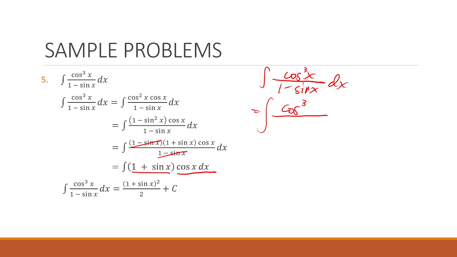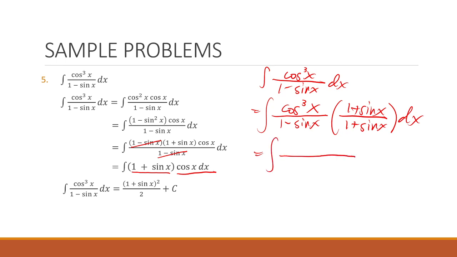Cosine cube, as is muna, cosine cube x over 1 minus sine x. So here we can multiply and divide the conjugate expression for 1 minus sine x, which is 1 plus sine x. Okay? dx. Alright? So just distribute. We have here cosine cube x as is muna sa taas. So cosine cube x times 1 plus sine x.